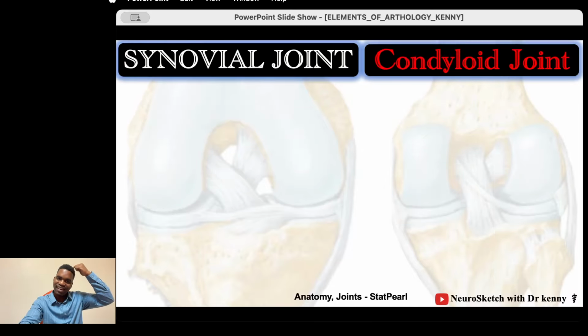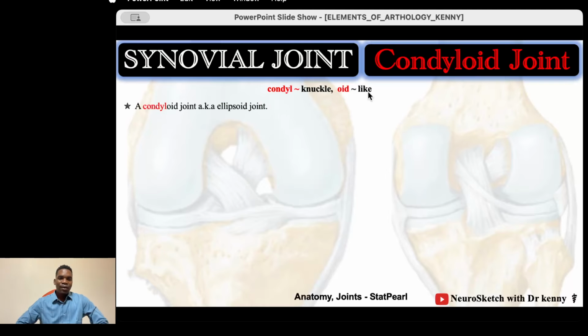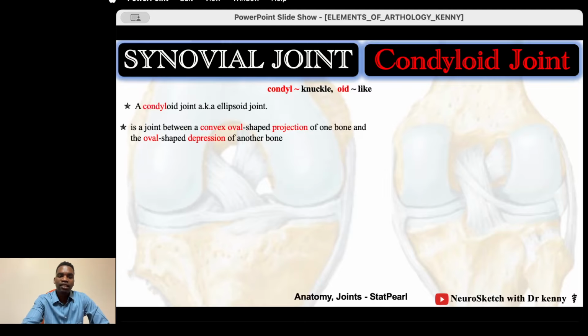edge. So the fourth type of synovial joint is the condyloid joint. So it's condyle-like. Remember I told you, if you see oid, it means like. So a condyle means knuckle. So a condyloid joint is a knuckle-like joint. It's also known as the ellipsoid joint. What's so special about a condyloid joint? A condyloid joint actually is a little bit complicated, but you'll be fine.